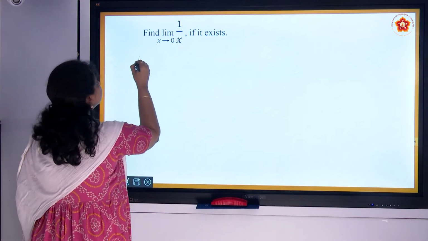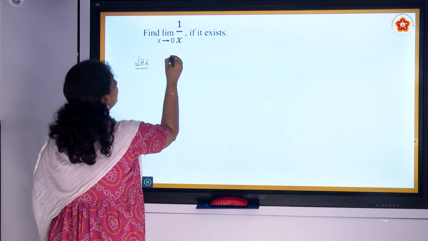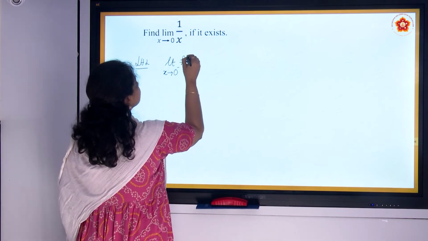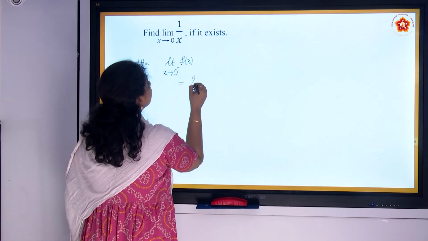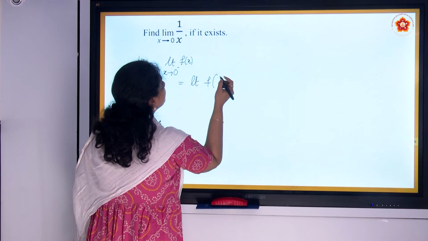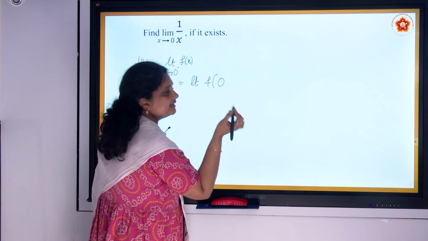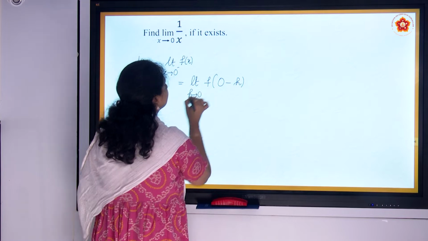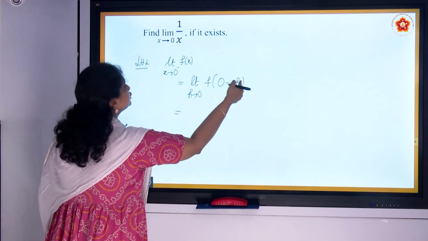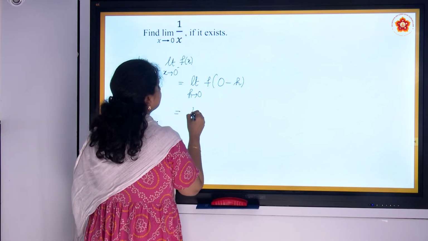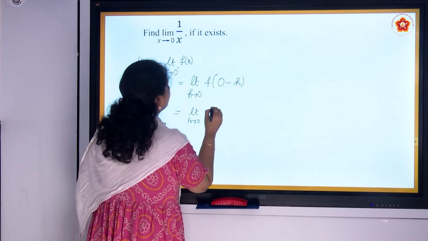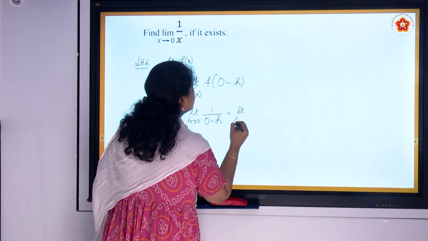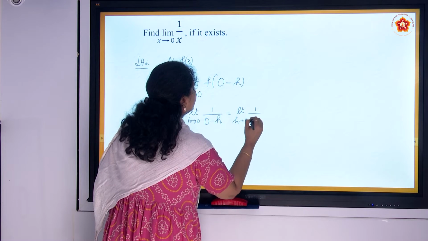Now, how do I find the left hand limit? I have to find limit x tends to a number less than 0, that is 0 minus, of f of x. So that's nothing but the limit of a function at a point slightly less than 0. That is 0 minus small h, and h is negligible. So I say limit h tends to 0. Now what should I do? I need to substitute 0 minus h in the place of x. So this is nothing but limit h tending to 0 of 1 by 0 minus h. So this is nothing but limit h tends to 0 of 1 by minus h.